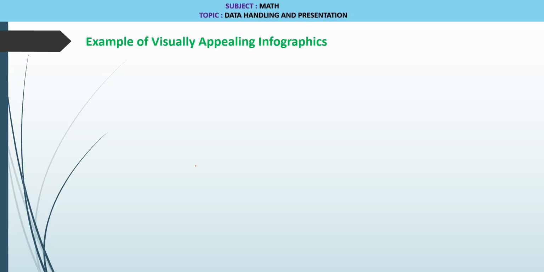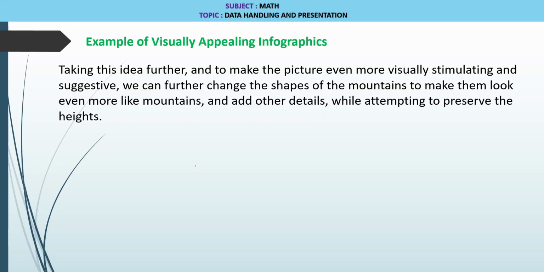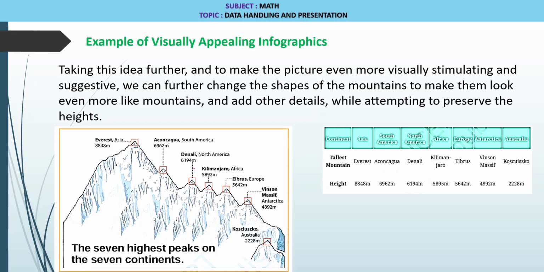Example of visually appealing infographics. Taking this idea further, to make the picture even more visually stimulating and suggestive, we can further change the shapes of the mountains to make them look even more like mountains and add other details while attempting to preserve the heights. For example, here Mount Everest's height is 8,848 meters, so we represent it as the tallest one. We are representing it in a visually appealing way. And Denali, North America, Kilimanjaro, Elbrus, Europe. So this is visually appealing.